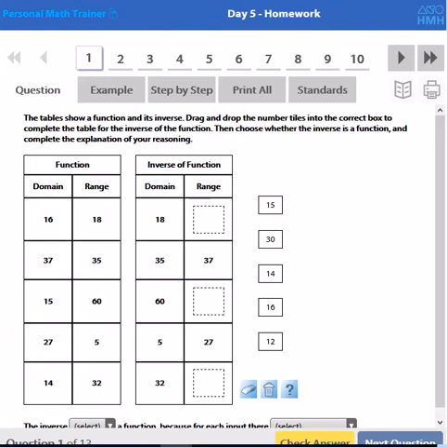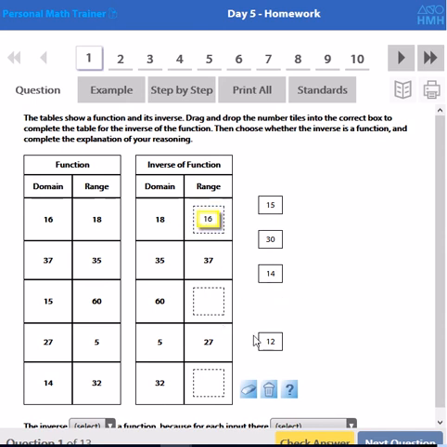Now we're going to work on some examples from the Day 5 assignment, which deals with inverses of functions. In this first example, the tables show a function and its inverse, and they give us the function, but they want us to drag and drop to represent the inverse of the function. Since the only difference between a function and its inverse is that you switch the x's and the y's, if on this first set of points we have a domain value of 16 and a range value of 18, and we flip-flop them, the domain becomes the 18, and then the range becomes the 16.